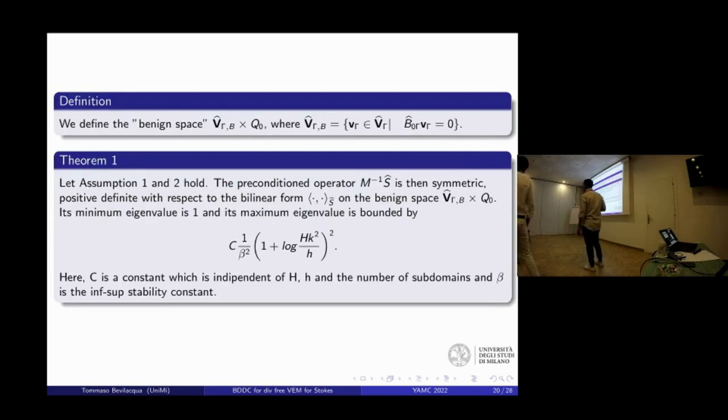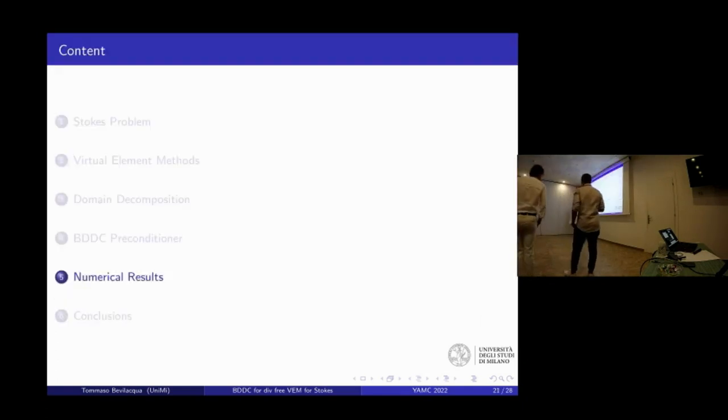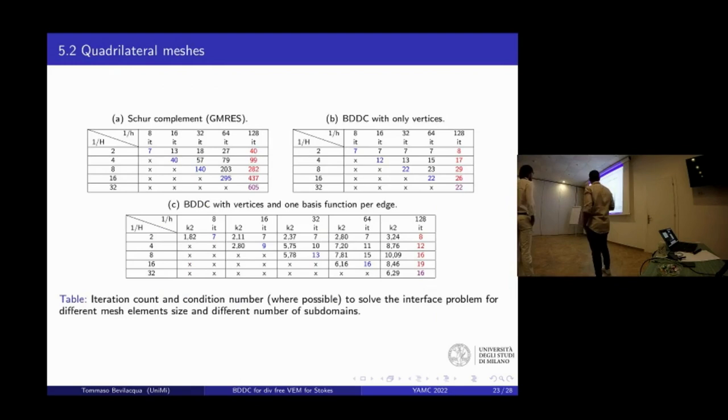Okay, so you have an H dependency still in the upper bound, which you see in your numerical experiments. Yes. Okay. So let me ask my question. You're saying that when H gets finer and finer, the conditioning works. Yes. Okay.